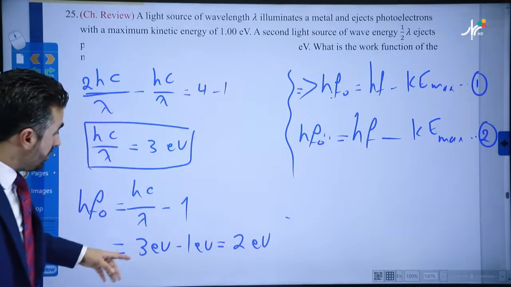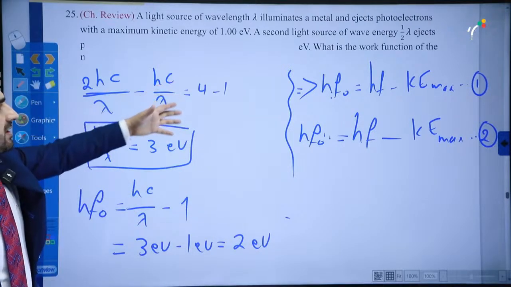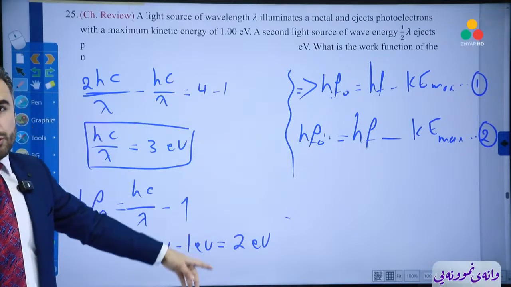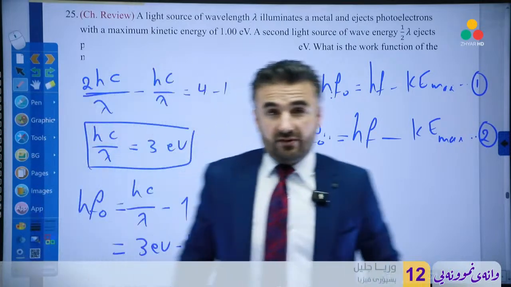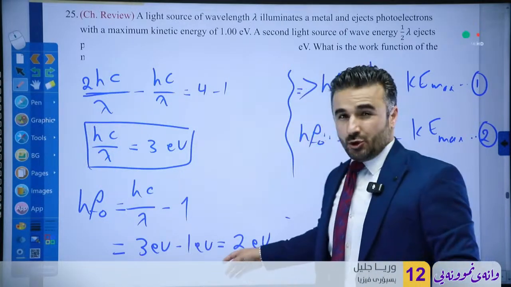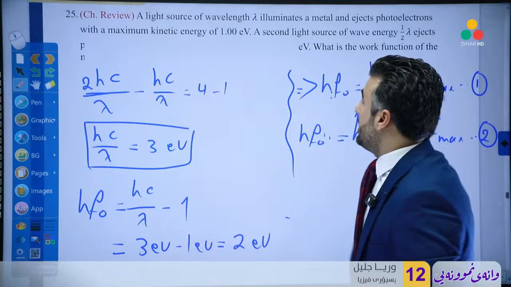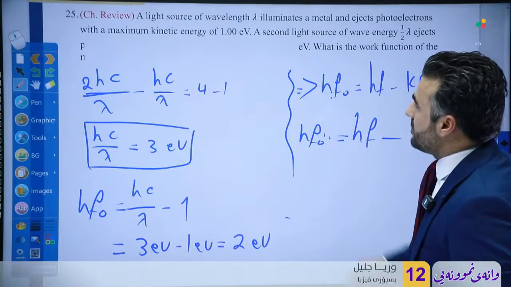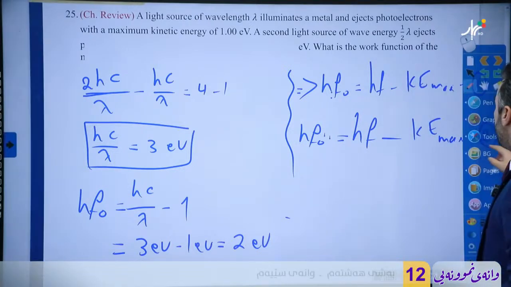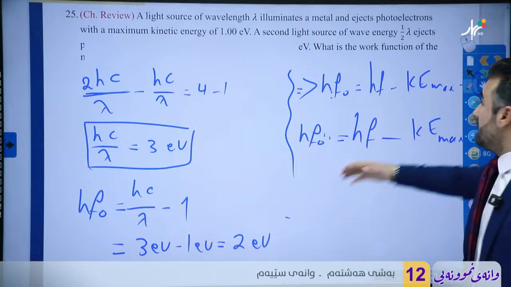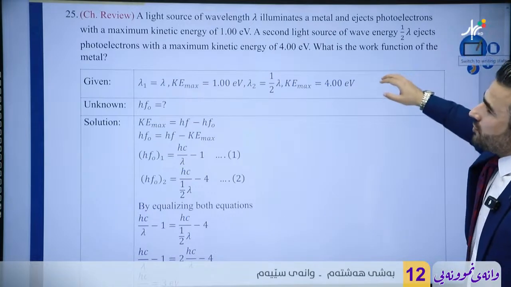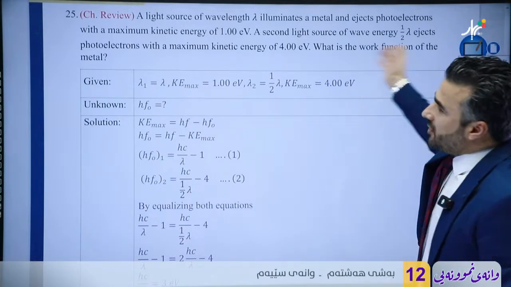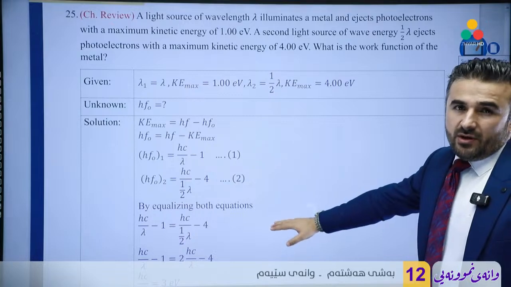So we'll say the work function for this metal is 2 electron volt, but that is in electron volt. If they ask for the work function in joules, you'll have to convert this into joules here. So that is basically the first part. This is how you would normally do that. What is the work function of the metal? You would just find it this way, yeah?